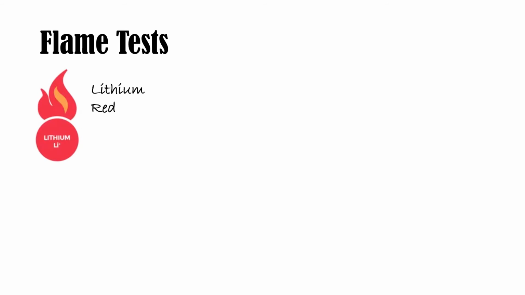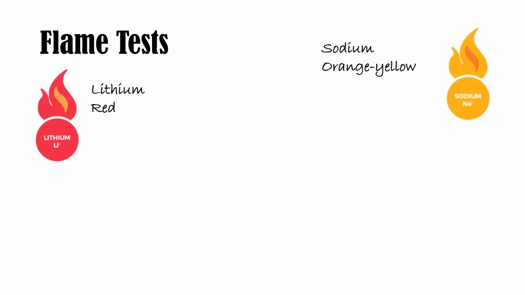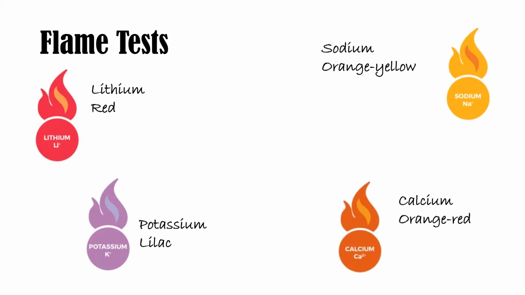Lithium gives off a red flame, and sodium gives off an orange-yellow flame. Potassium gives off a lilac flame when burnt, and calcium gives an orange-reddish flame, and finally barium gives a pale green flame. Potassium burns most vigorously, followed by sodium and then lithium, as you might expect.